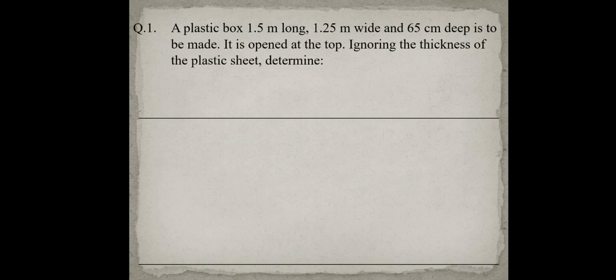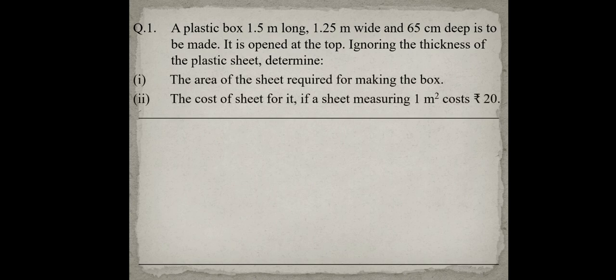In this exercise, the first question is: a plastic box 1.5 meter long and 1.25 meter wide and 65 centimeter deep is to be made. It is open at the top. Ignoring the thickness of the plastic sheet, determine the area of the sheet required for making the box and the cost of the sheet for it, if a sheet measuring 1 meter square costs rupee 20.